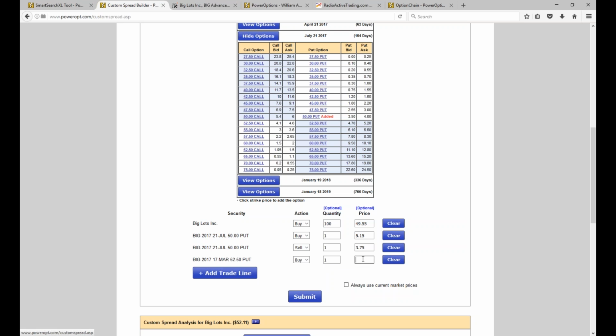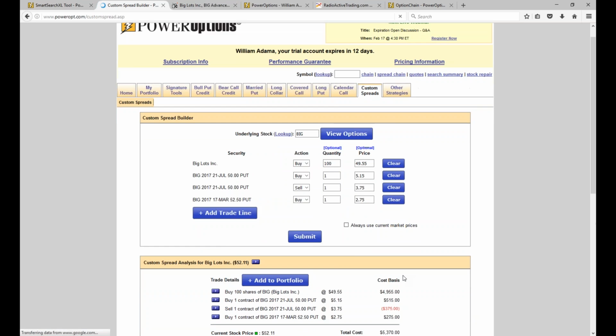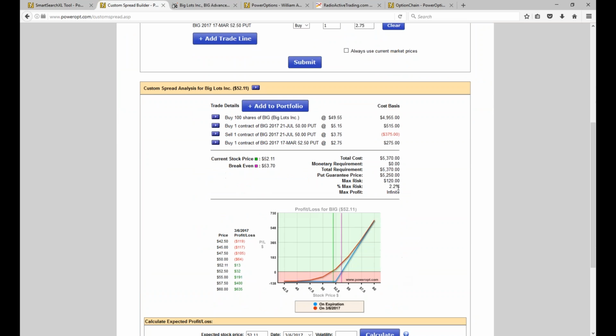So now I'm getting a credit of $1. I'm selling to close the 50 for 3.75. Yes, I'm taking a loss on it, but I'm buying the 52.5 for 2.75. So I'm getting a credit of $1 and increasing my payout by 2.50. Okay, so it didn't bulletproof it. That's what I was looking for. But I've taken the risk from 8.6% down to 2.2%.